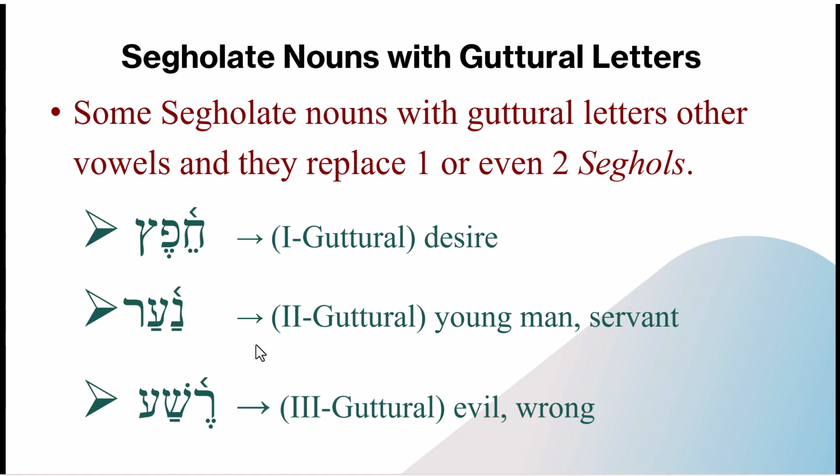And then another example is resha. And here's an example of a three guttural. The ayin in the third spot prefers this A-class patach, and so we get resha. This means evil or wrong. And so there are examples of these Segholates that have the Segholes replaced by other vowels.